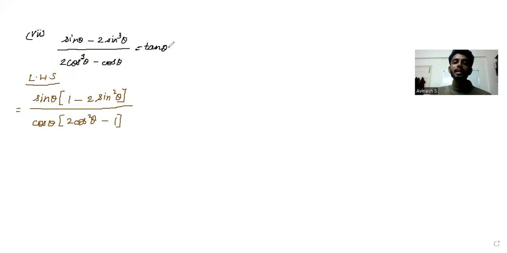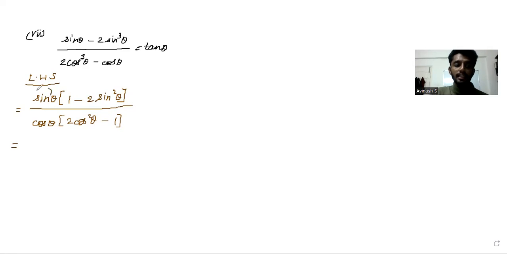Now we have almost got the right hand side in the first step itself. You can clearly see sin theta by cos theta, which is tan theta. But the other terms are kind of a hindrance here, so we have to cancel out the other terms. So how are we going to do this? This can be done by using the identity sin square theta plus cos square theta equals 1.